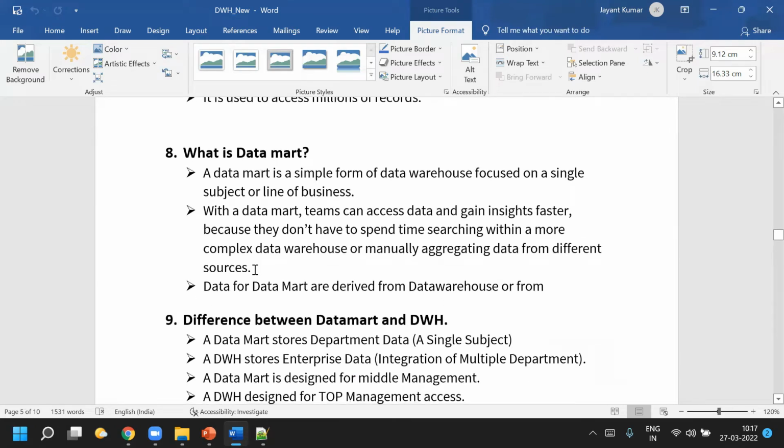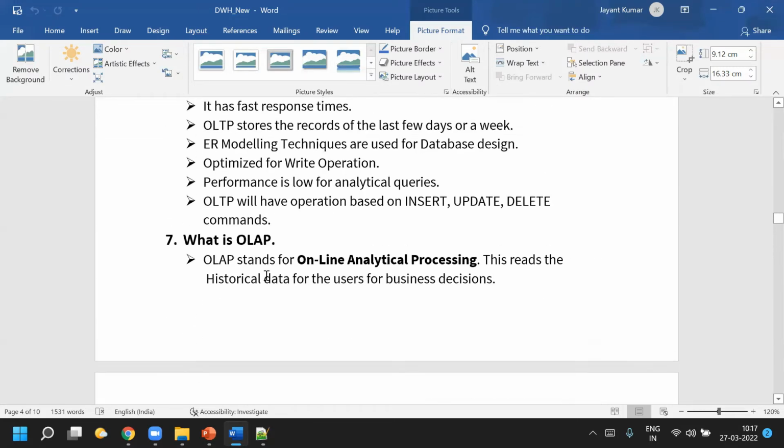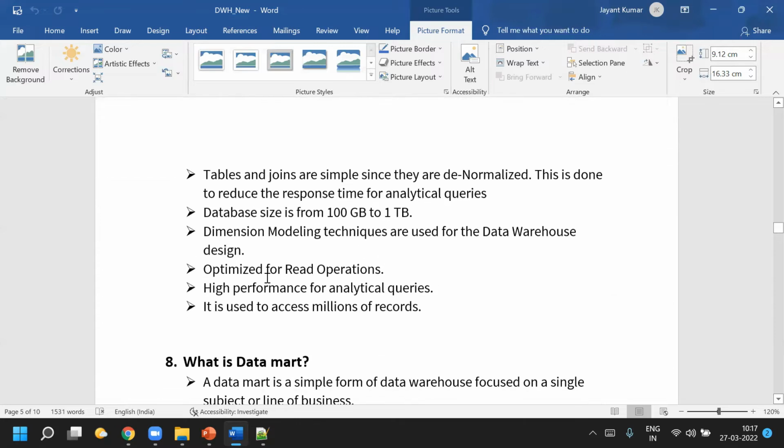Next topic is the data mart. Any question till now? Till yesterday we have discussed up to OLTP and OLAP. Anyone having any doubt, please let me know. I will explain it again.